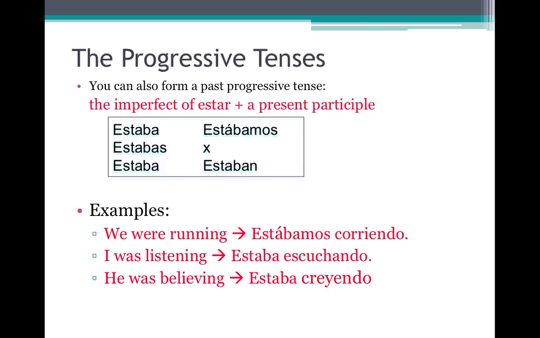So we were running. Estábamos corriendo. I was listening. Estaba escuchando. And he was believing. Estaba creyendo. Okay? Are you good with this? No questions?